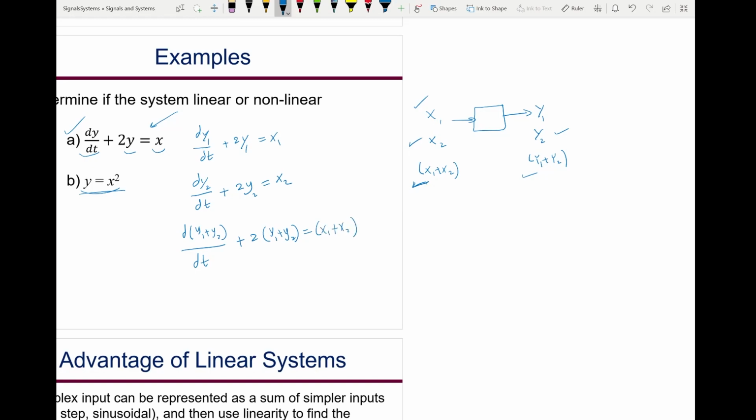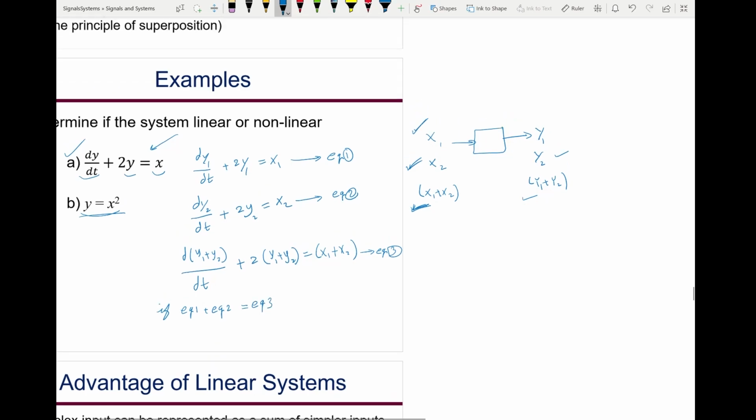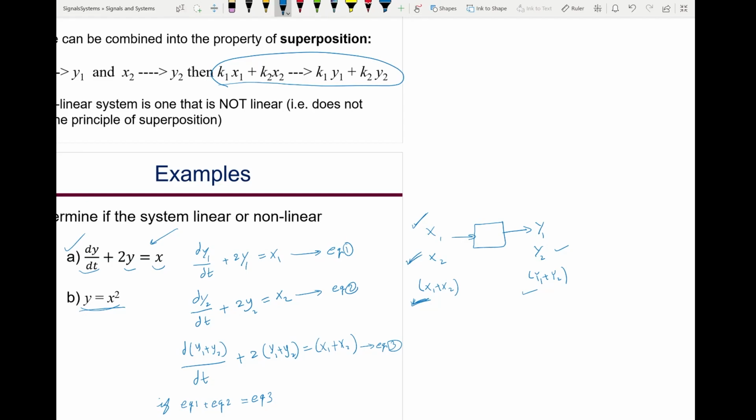So now this is equation 1, and let's call this equation 2. Equation 1 for this single input, equation 2 for this single input. Let's call this equation 3, for a combination of inputs. Now if equation 1 plus equation 2 equals equation 3, then the system is linear. Basically, it meets this condition.